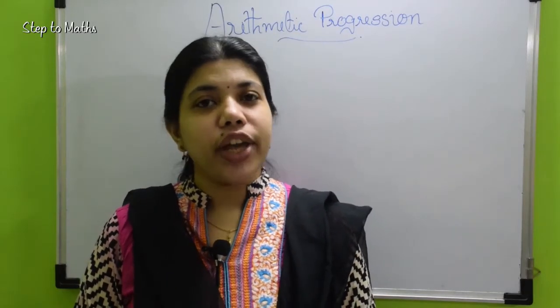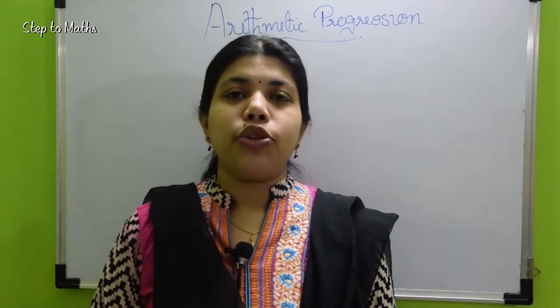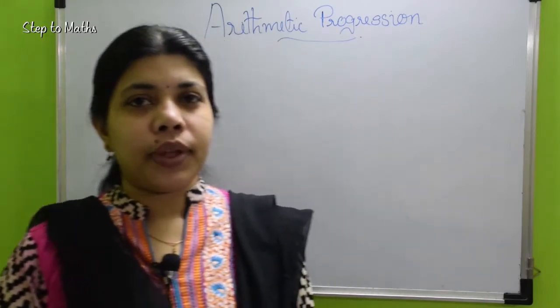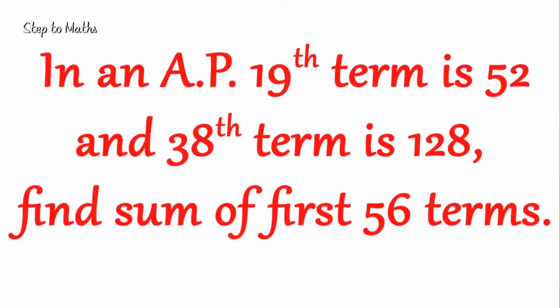In this section, we are going to discuss some problems related to arithmetic progression. First question. In an AP, the 19th term is 52 and the 38th term is 128. Find the sum of the first 56 terms.